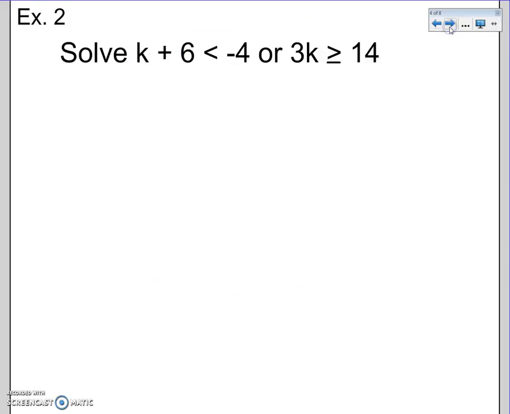Alright, let's try this next one. Solve k plus 6 is smaller than negative 4, or 3k is greater than or equal to 14. The nice thing about "or" statements is they tell you the "or" in the problem, but answers don't have an "or." They're going to be separate. They're going to be on the outside zones. So, like before, solve them separately. Our first problem is just k plus 6 less than negative 4. Just subtract this.